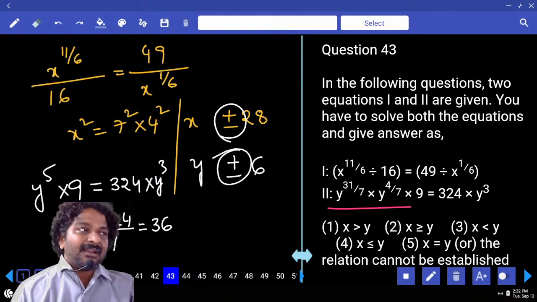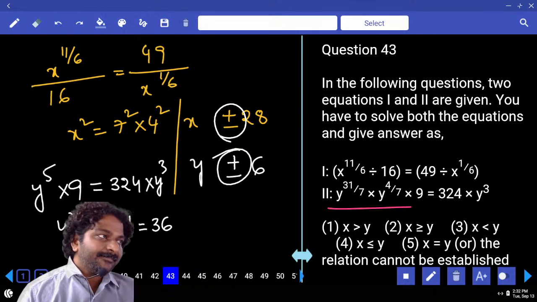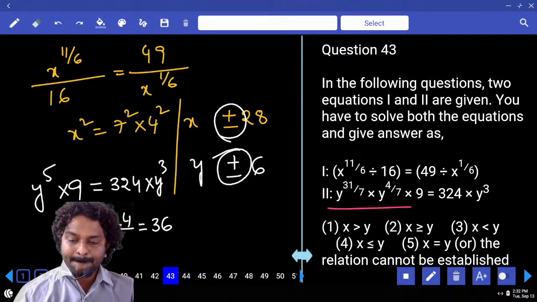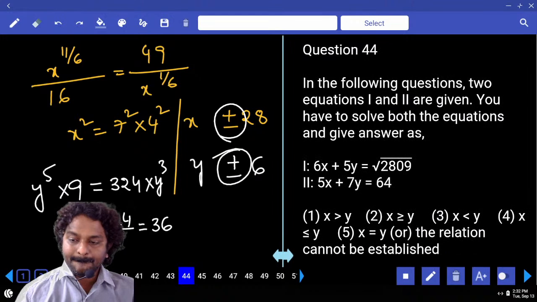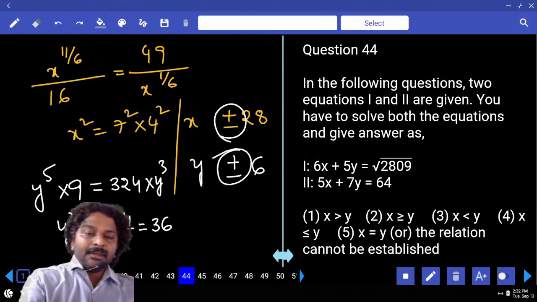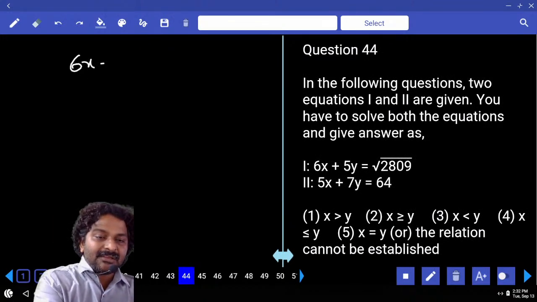Answer: relation cannot be established. Nothing can be done. We have to solve the equation.